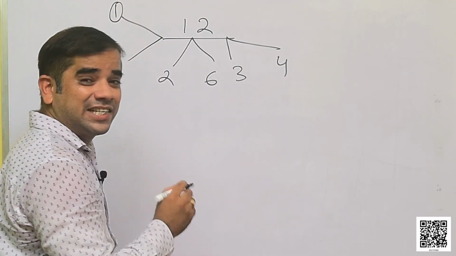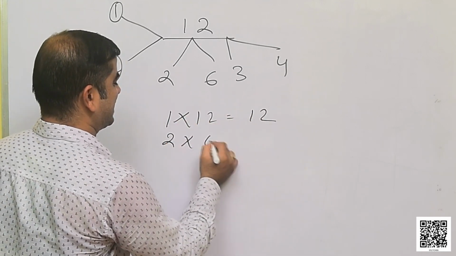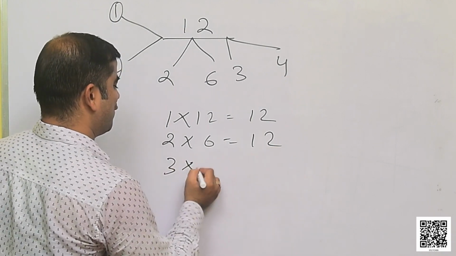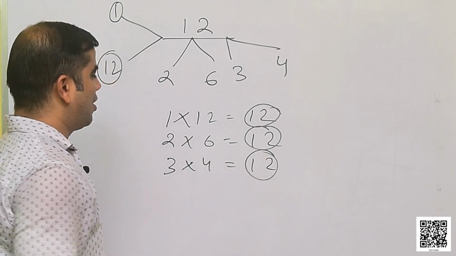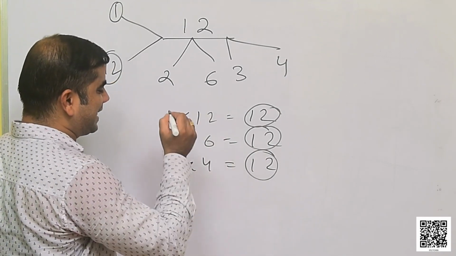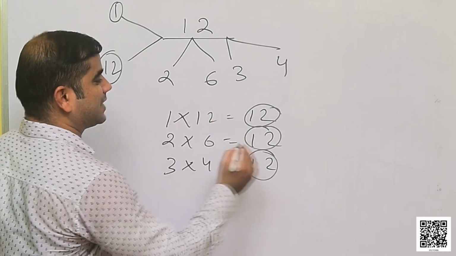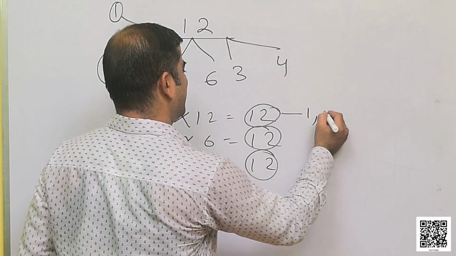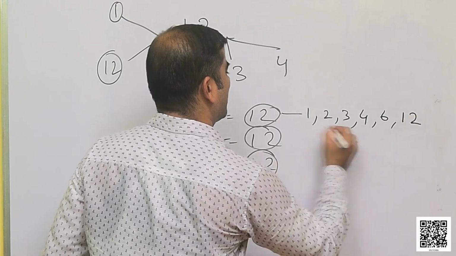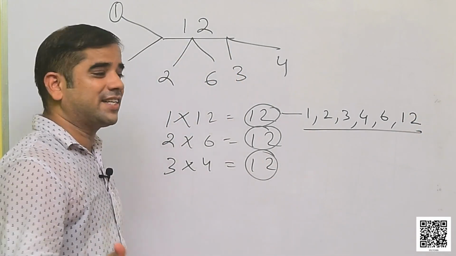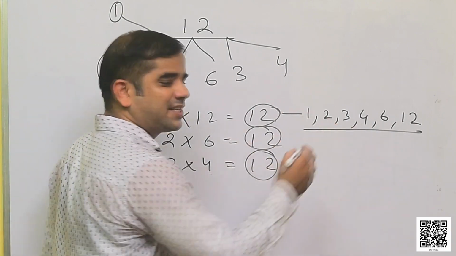So why is it so? 1 12 is 12, 2 6s are 12, 3 4s are 12. So 12 is a common multiple of 1, 12, 6, 2, 3 and 4. These are the factors. So what are the factors? 1, 2, 3, 4, 6 and 12. These all are the factors of 12, and 12 is called the common multiple of all these numbers.